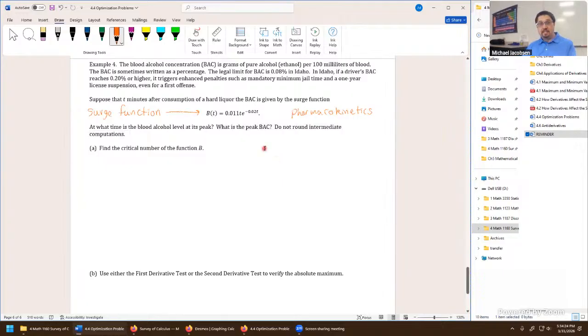But this problem is nicer than the last one, you might notice. This one just gives us the function straight out. We want to first find the critical number. And once we have that critical number, we'll decide on the test, either the first derivative or the second derivative test. Well, any questions at all, folks, about the context so far?